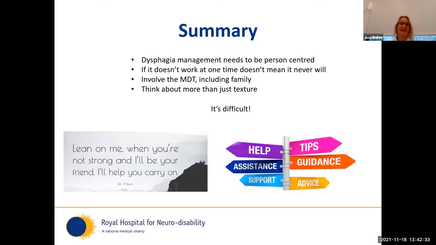In summary, what we wanted to say is dysphagia management and assessment needs to be completely person-centered. If it doesn't work at one time, don't worry. It might work at another time, and maybe in collaboration with your colleagues, we can come up with different ideas. We definitely include the MDT, and that includes the family, as we know people might behave quite differently with people that they find reassuring. Think about more than just texture, and just to acknowledge it's really hard, reach out to your colleagues, the MDT, but also other speech therapists. We're constantly looking to our peers and discussing cases for ideas.